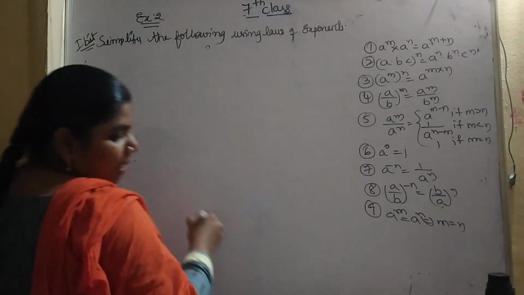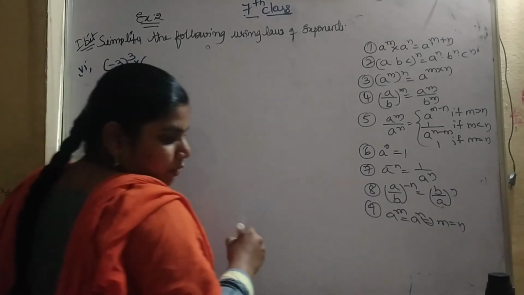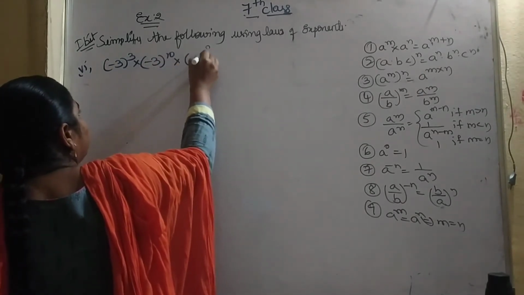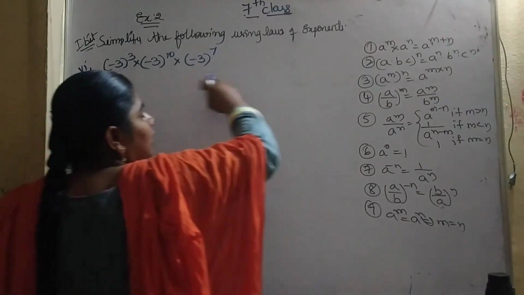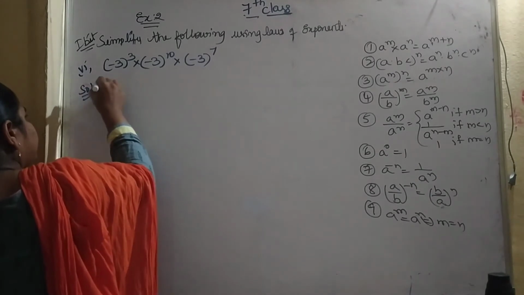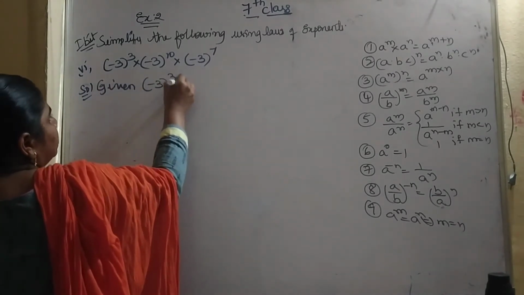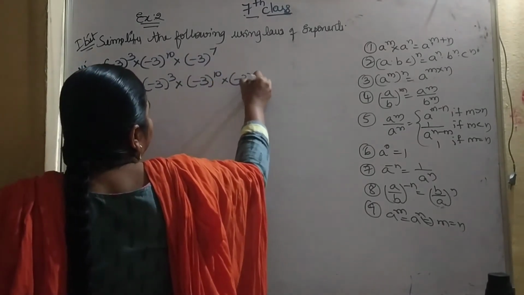Sixth is minus 3 whole power 3 into minus 3 whole power 10 into minus 3 whole power 7. So in this case also all the bases are equal. We have to add the powers. So given minus 3 whole power 3 into minus 3 whole power 10 into minus 3 whole power 7.